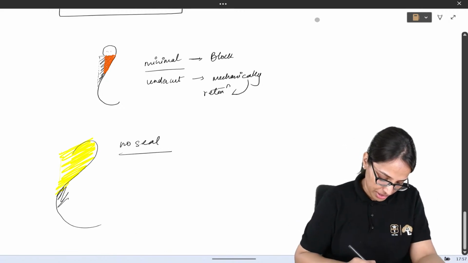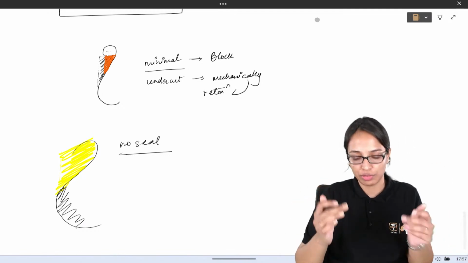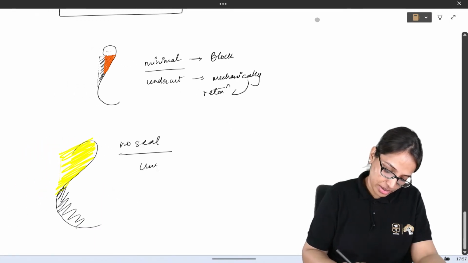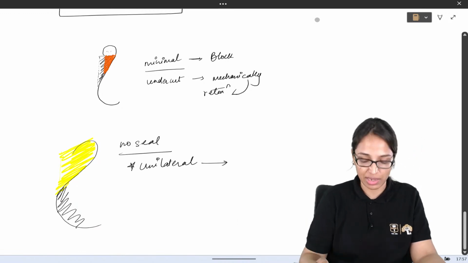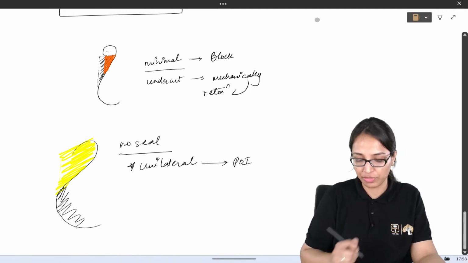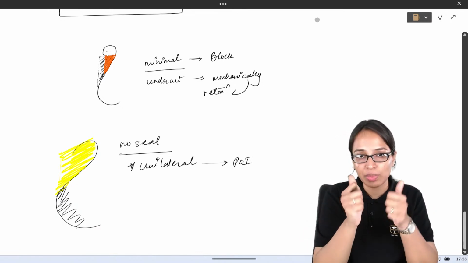Do you remove the bulkiness of the tuberosity? Do you try to negotiate? Do you try to change the path of insertion? Let's try to understand this. If the undercut is unilateral, this is a question that is asked in your exam very commonly. If the undercut is unilateral, try to change the path of insertion. So try to tilt the denture or negotiate the denture while seating.